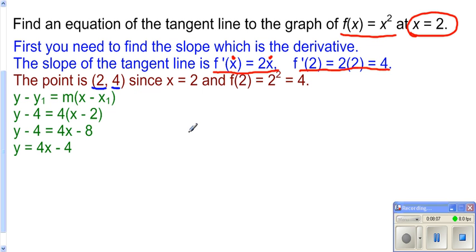Well, we should be able to use our point-slope formula, which is given to us right here. So you go y minus the y coordinate of your point, which is 4, equals your slope, which is 4, times x minus the x coordinate of your point, and then typically you're going to go ahead and solve it for y.